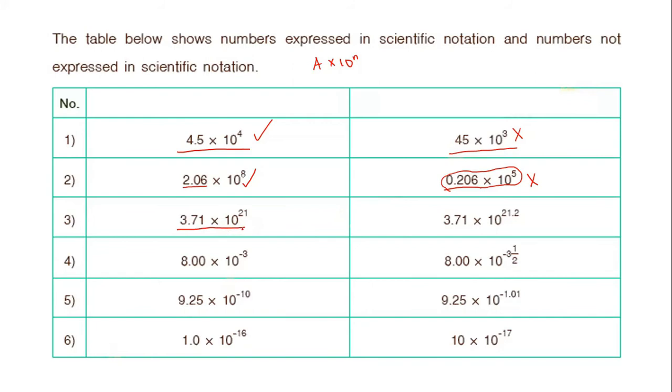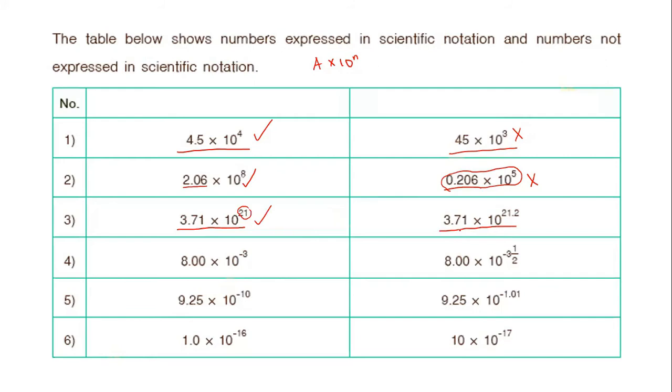Yes? Scientific notation. Why? Because 3.71 is more than 1, but it's not less. Yes, it's more than 1, but it's not more than 10. Yes, very good. And also 21 is an integer. Very good.